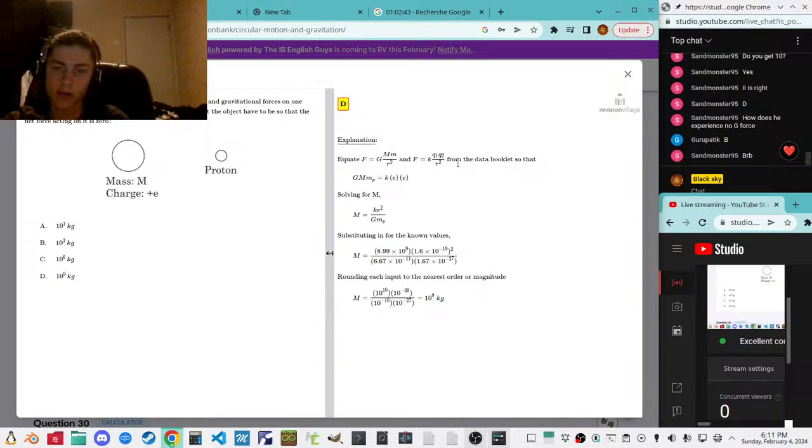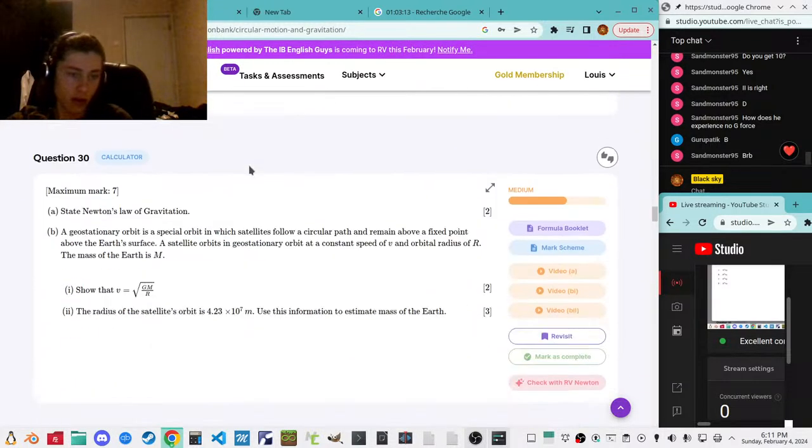Yeah, so you have these two equations. G M M_P equals K E squared, solving for M: K E squared over G M_P. Yeah, rounding to the nearest order of magnitude. Oh, I didn't. Okay, so I was correct, but I just couldn't be bothered. And I guess that was a good choice. What's M_P? Mass of a proton.